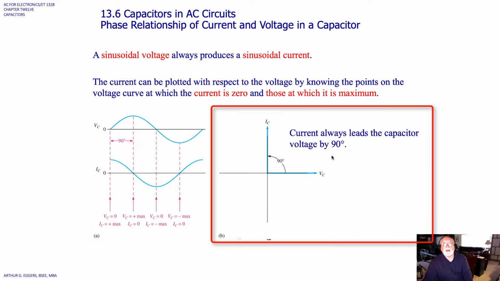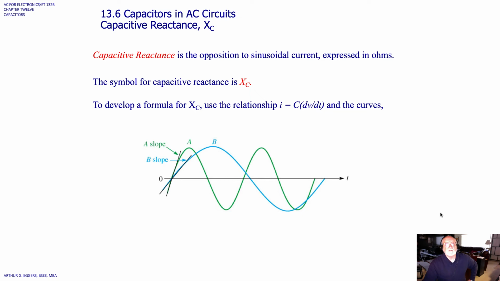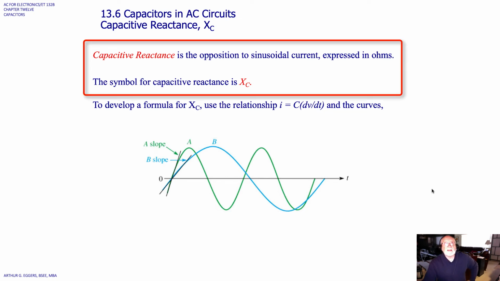So we can say then, using our phasor relationship, current on the vertical axis, voltage on the horizontal axis, current always leads the capacitor voltage by 90 degrees. So you can see this relationship. It bears out with the instantaneous sinusoid that you can see on the left. So that leads us then to come up with a relationship that we need to have to develop what's happening resistance-wise in a circuit, in a capacitive circuit.